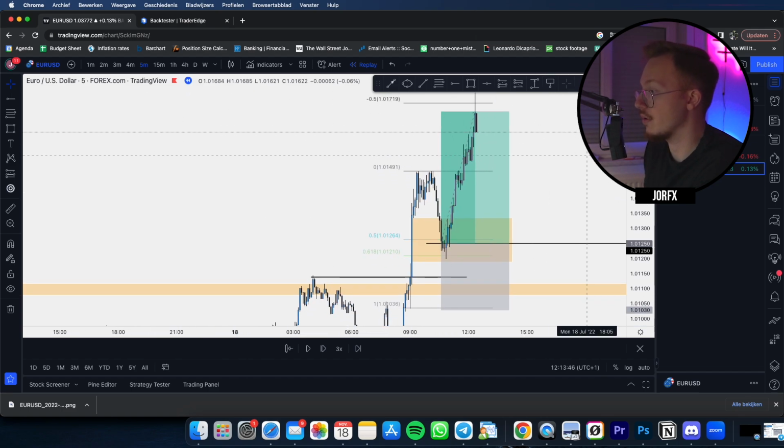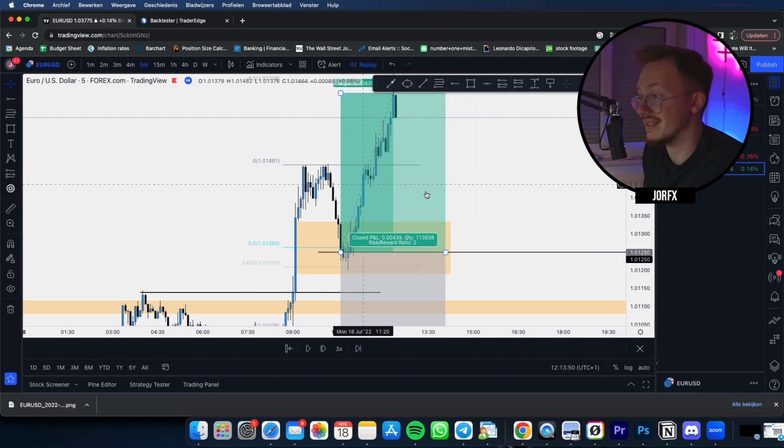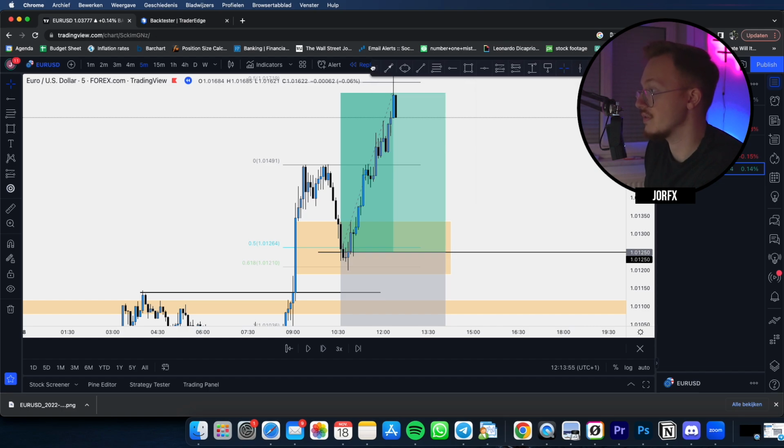So again, we take a screenshot and try to zoom out a bit, because if you take a screenshot like this, you're not going to see anything when you backtest it again and when you look back at your notes again.